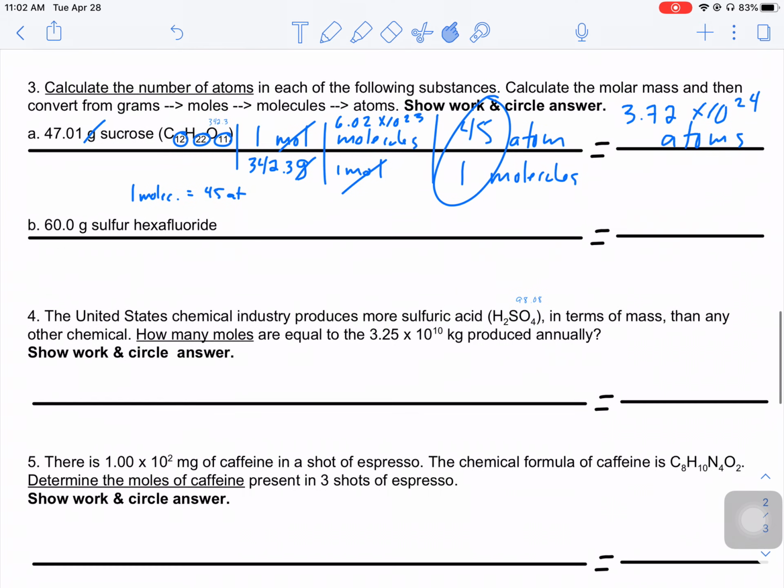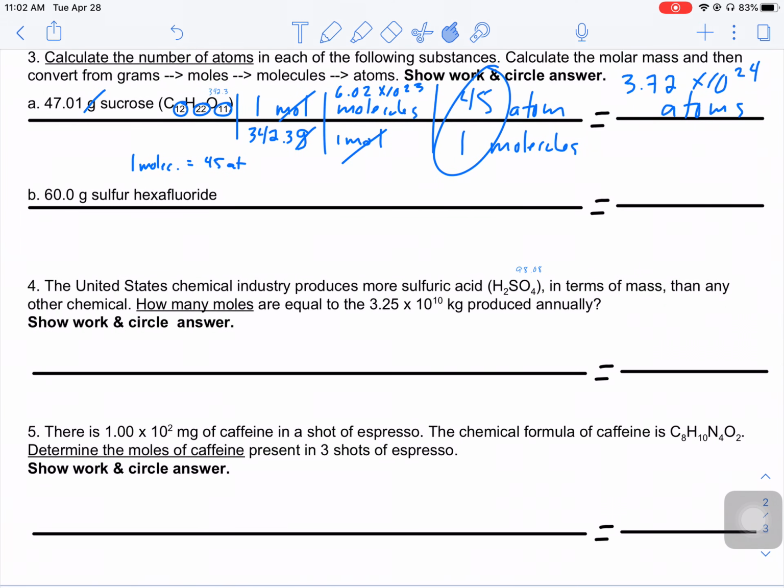All right, I think the sulfuric acid is going to be the last one here. The United States produces more sulfuric acid in terms of mass than any other chemical. How many moles is equal to 3.25 times 10 to the 10 kilograms? All right, so first thing I'm going to do is I'm going to start with my given amount. So 3.25 times 10 to the 10 kilograms. Now the problem is when we do molar mass, it's measured in grams. So we're going to have to go from kilograms to grams, and then we can go to moles.